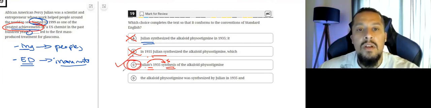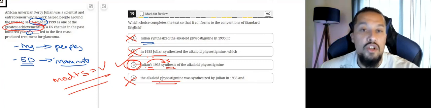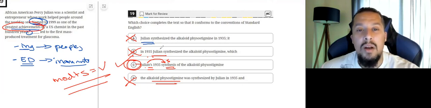Yes. So here we do have a modifier plus subject agreement. It works very well. Now answer D wouldn't work, right? Because again, the alkaloid physostigmine is not a process. It's not an achievement. It's a product. So answer D would not work. Answer C works best. So those are three questions in a row, focusing on modifiers. Make sure you're able to recognize them.